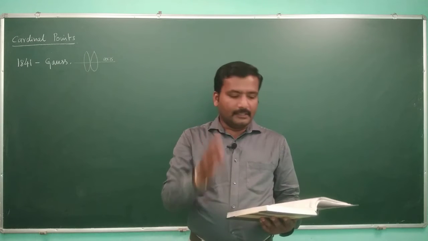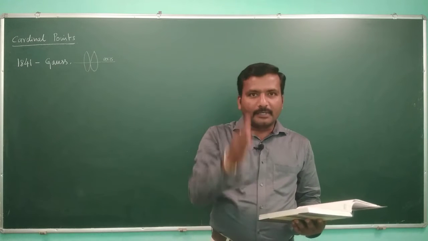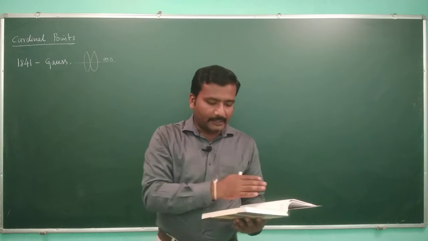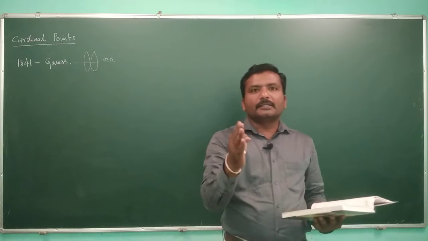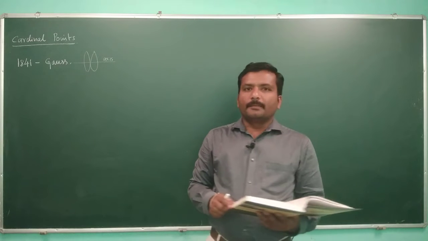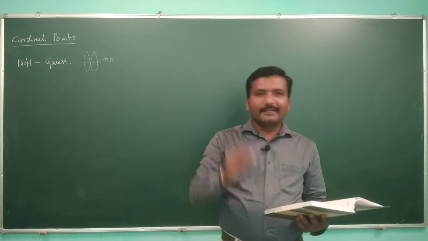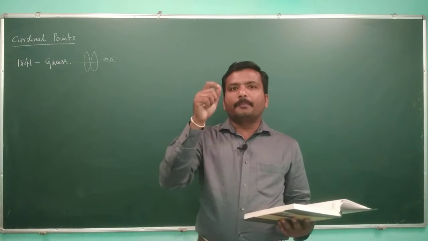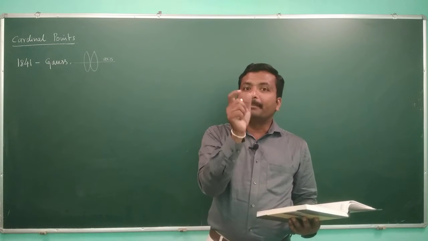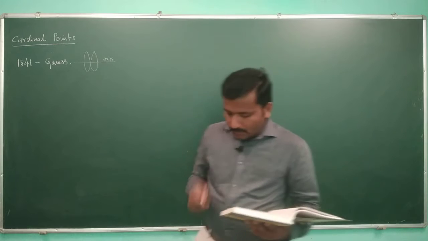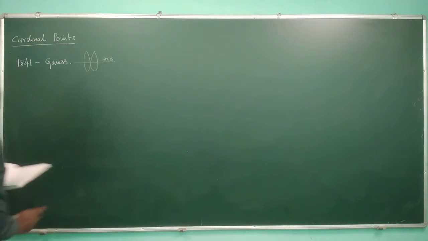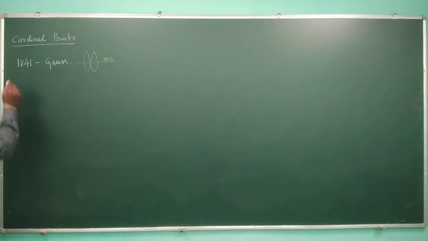If you define the focal point, then the corresponding plane will be the focal plane. If you define the principal point, then the corresponding plane will be the principal plane. Fine. How many such points are there? There are 3 different points, each having a pair. Let me list them out here.